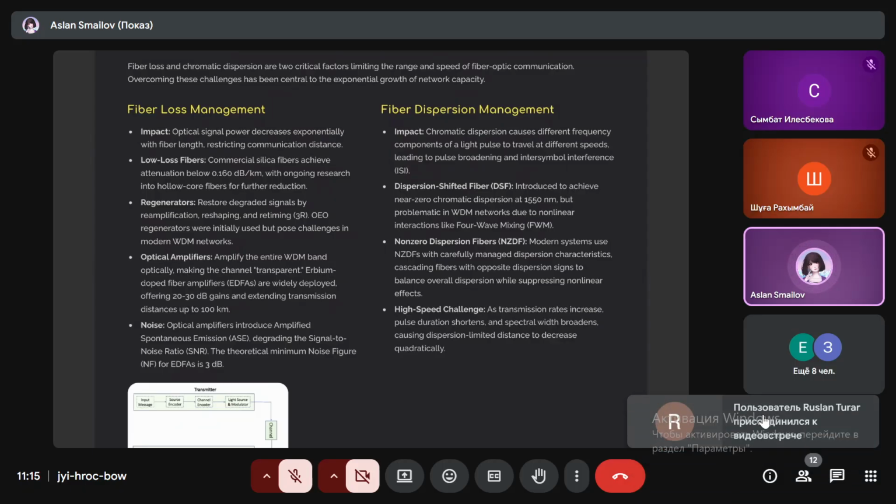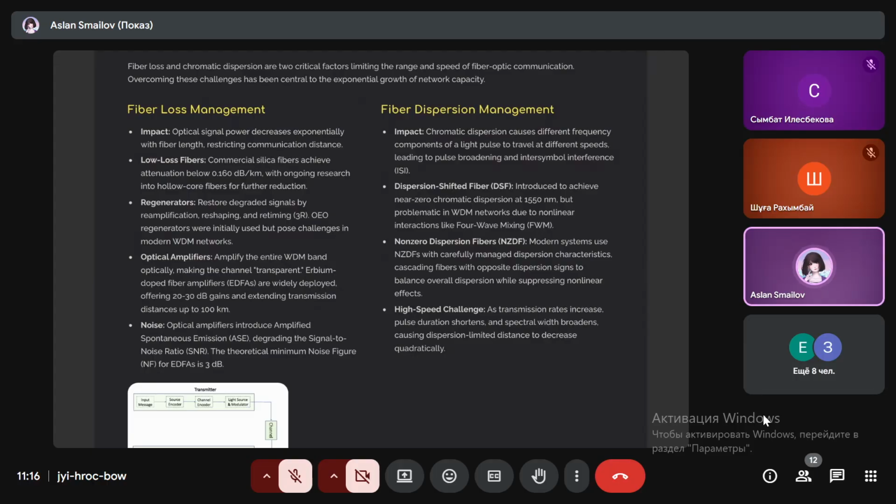Okay, next one is fiber loss management. Fiber loss and chromatic dispersion are two critical factors limiting the range and the speed of fiber optic communication that we have now, and overcoming these challenges has been central to the exponential growth of network capacity. Okay, on the left side we have the fiber loss management, and on the right side is the fiber dispersion management.